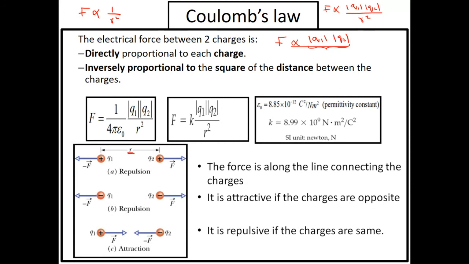Please be careful, my dear. If you have any questions from this topic, r is not a radius, r is the distance. Clear? Now, if I want to avoid this proportionality symbol, I have to introduce one constant, and that constant is called Coulomb's constant K.